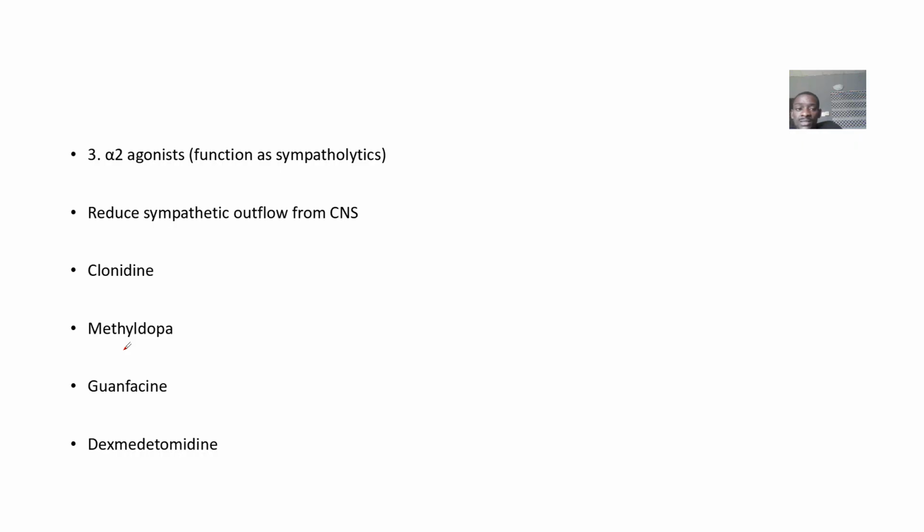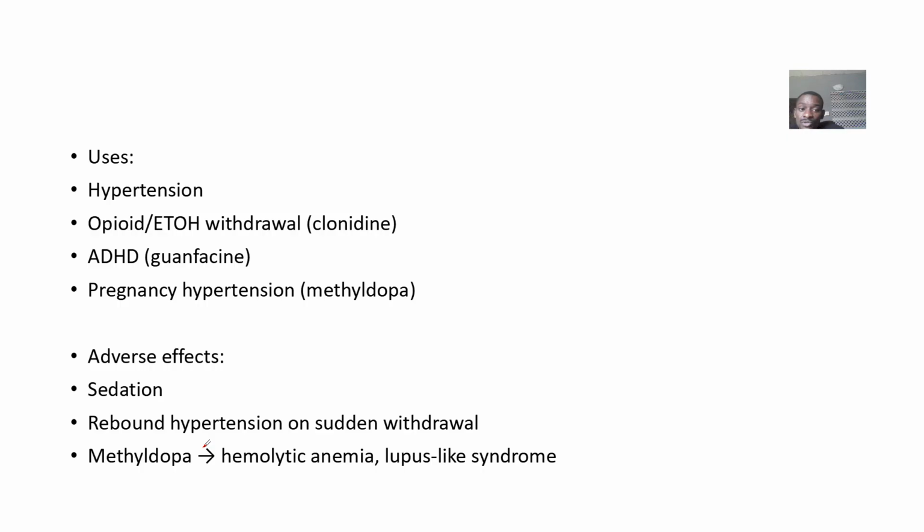Okay, they said that the α-2 agonists can also act as sympatholytics. So drugs like clonidine, methyldopa, guanfacine, right? Then dexmedetomidine rather. So they are also used in hypertension, opioid withdrawal, and attention deficit hyperactivity disorder.